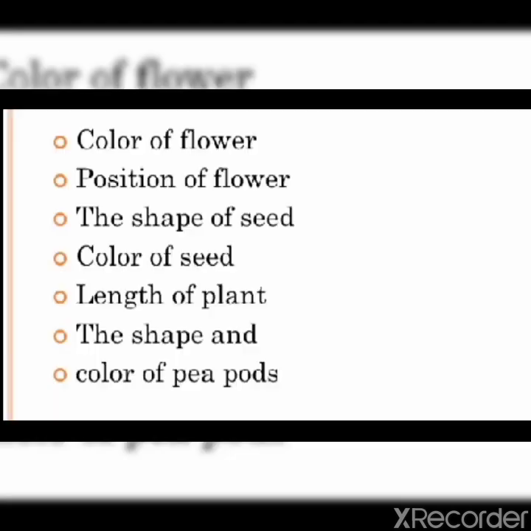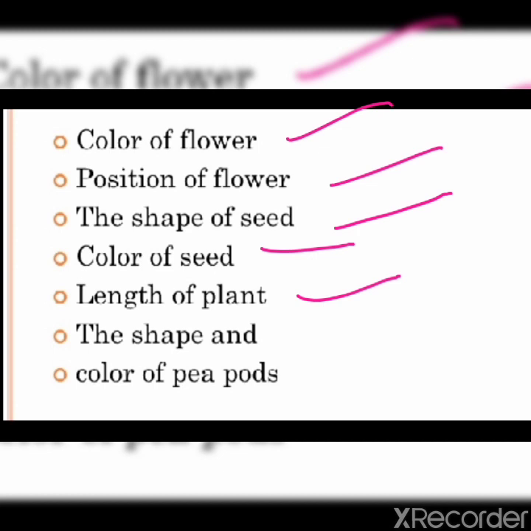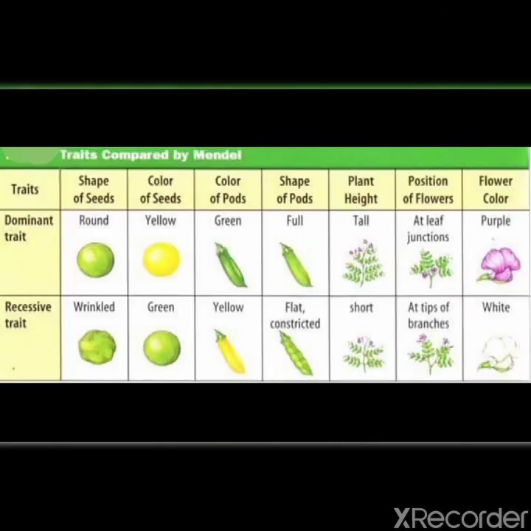Let's try to know what the 7 pairs of contrasting features are which Mendel studied in the pea plants and which had attracted Mendel to start working on it. These 7 pairs of contrasting features are: color of flower, position of flower, shape of seed, color of seed, length of plant, shape of pea pods, color of pea pods.